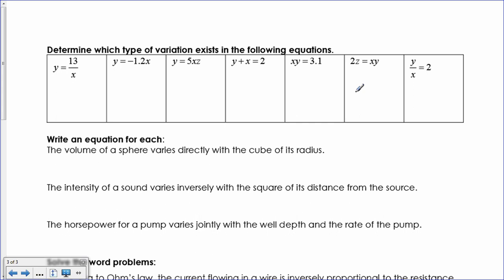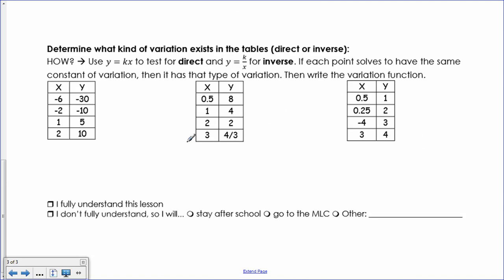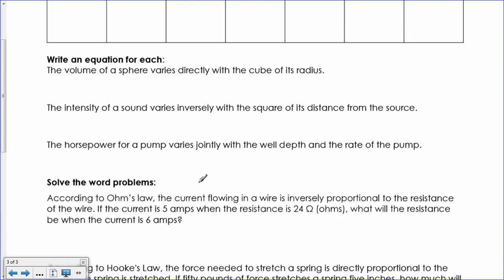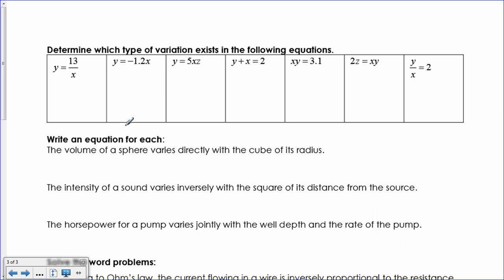Alright, here we're going to be practicing identifying what type of variation exists. So we're going to talk about equations here, and then table of values down here. And in the middle, we're going to talk about how to do the same questions we just saw on the previous page, but in the context of word problems. And then that's all that we need to know for these. So these first three are already set up for us.